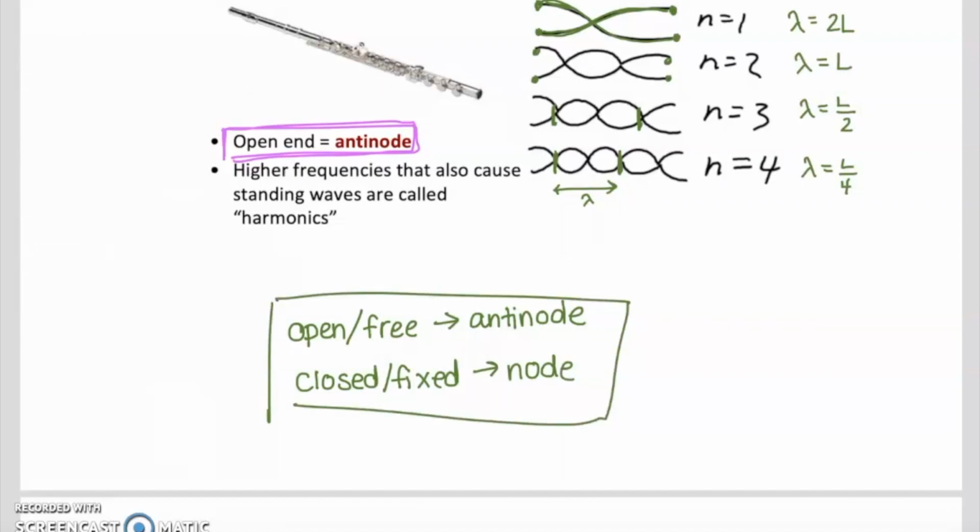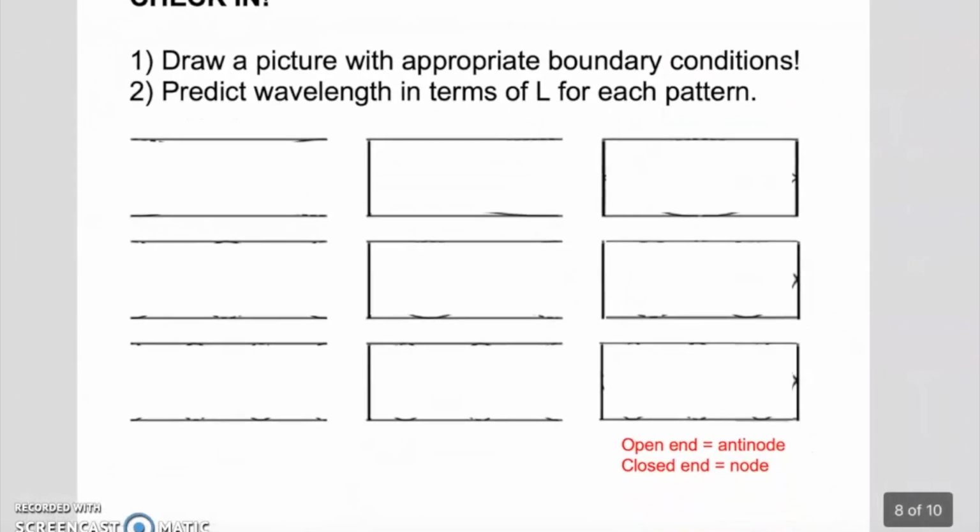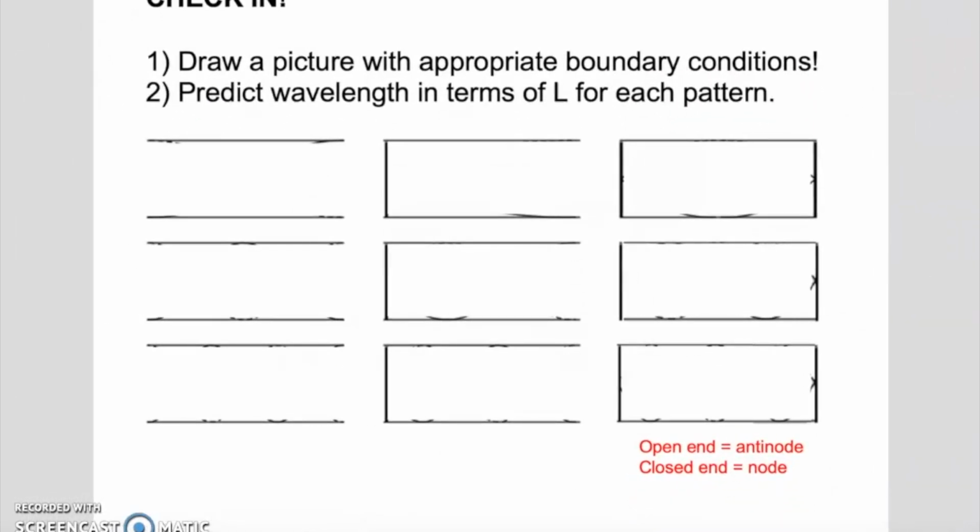So with that in mind, I'm going to challenge you as a check-in to draw the first three harmonics for an open-open, a closed-open, and a closed-closed. Here I've already drawn the tubes for you. Try to do this from memory. Do the best that you can. It takes a little practice. And then you can also predict the wavelength in terms of L, the length of the tube, for each of those patterns. Pause the video now and try this.